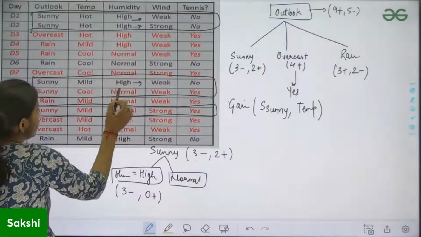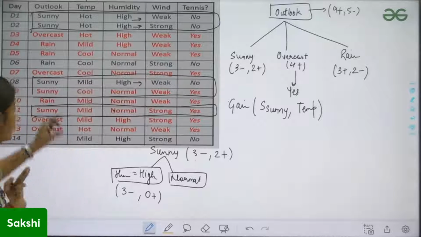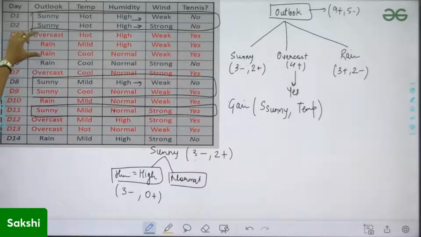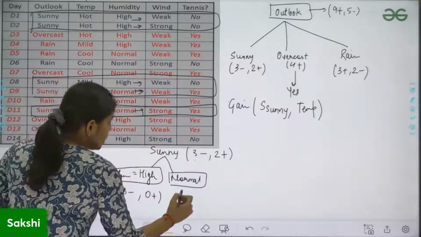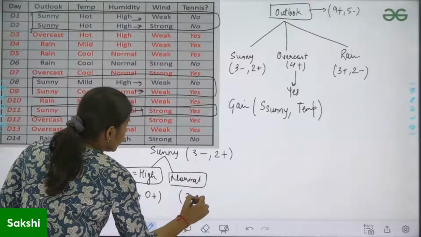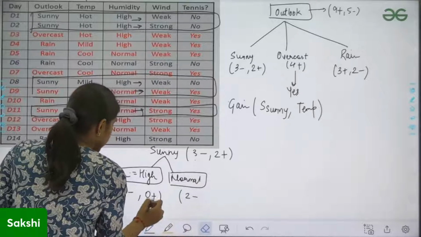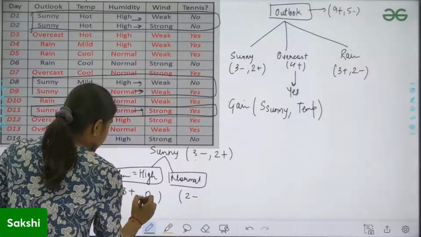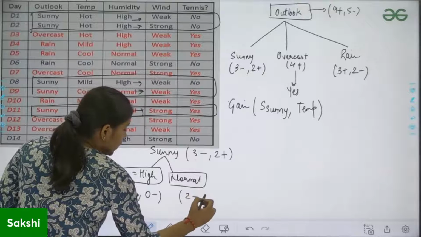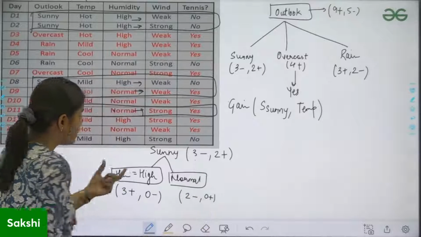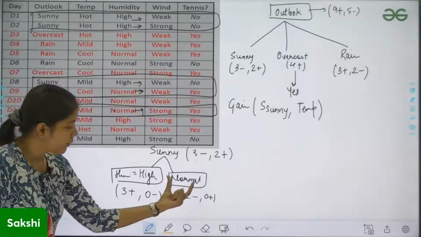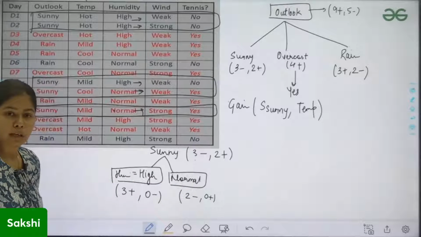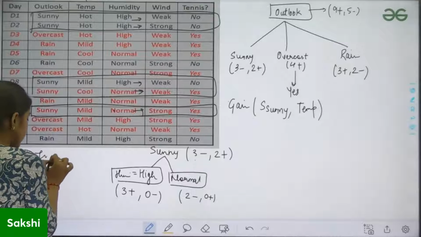And on normal day, you have to consider in which row we have the outlook feature sunny. Now here we have normal and normal. So here we have 2 positive and 0 negative. So that means when humidity is high, we have all the values negative, and when humidity is normal, we have all positive. Now I can find out information gain.